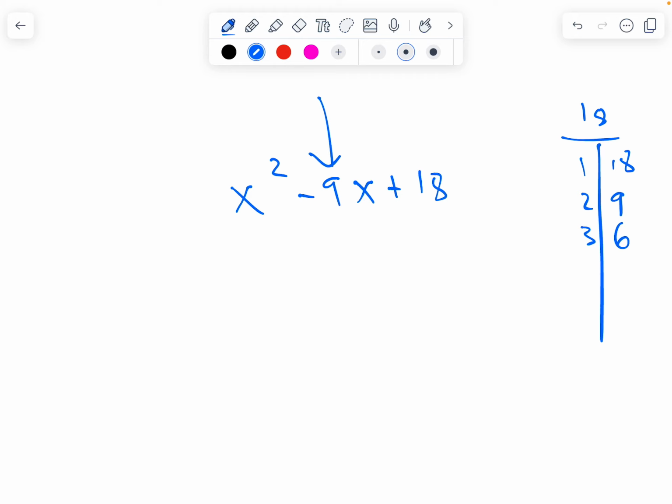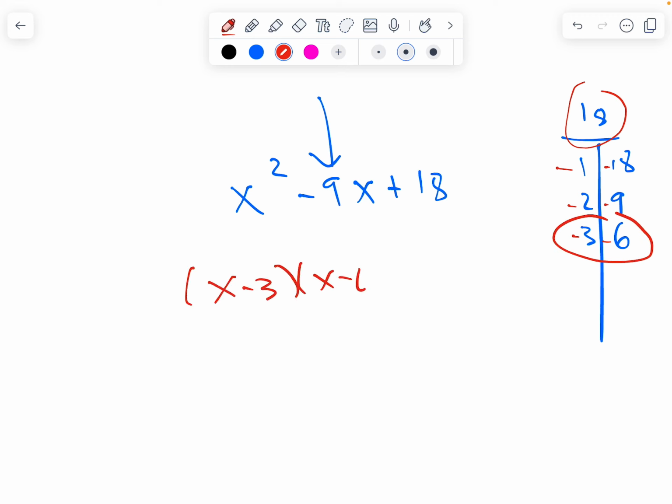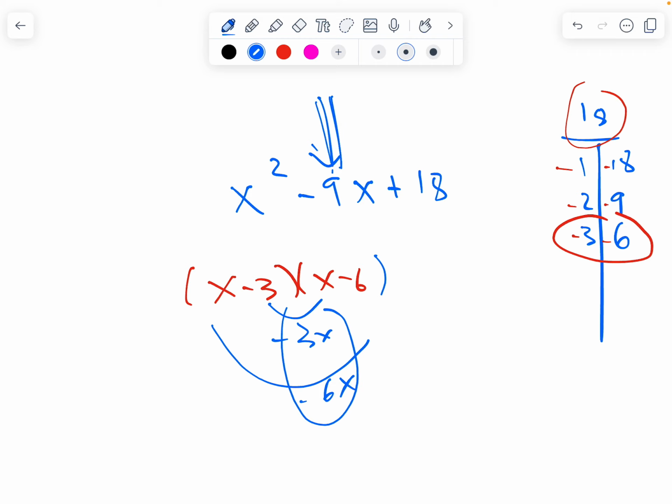But then I remember that a negative times a negative is a positive. So negative 1 times negative 18 is positive 18. Negative 2 times negative 9 is positive 18. So these also work. So we consider those possibilities, and now I find negative 3 and negative 6. So x minus 3, x minus 6. And again, a negative 3 and a negative 6, when I multiply them, they turn into a positive 18. But when I consider my inner, outer, then I've got negative 3x, I've got negative 6x, and those give me that negative 9x in the middle.